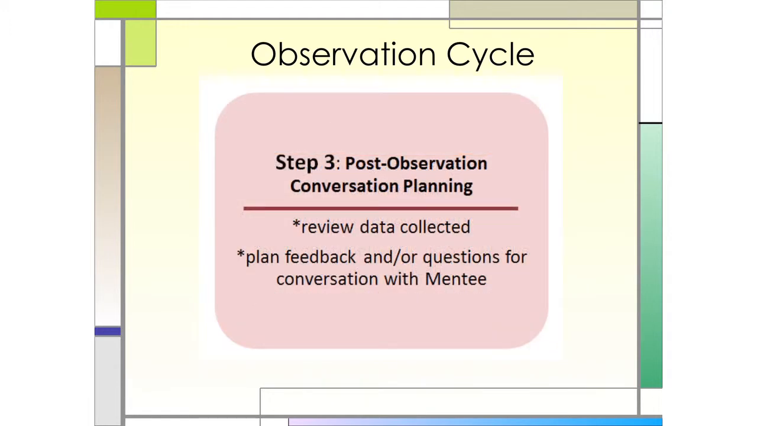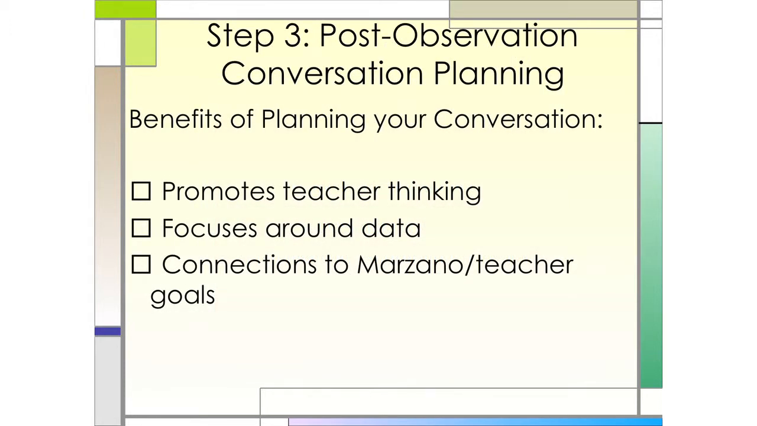Step 3 of the observation cycle is often overlooked or skipped. However, it is an important step in the process if you want to be able to effectively use data and feedback in order to help a teacher move their practice forward. Intentionally planning for this conversation promotes teacher thinking focused around the collected observation data. It also allows you to make connections to Marzano and/or your mentee's goals.